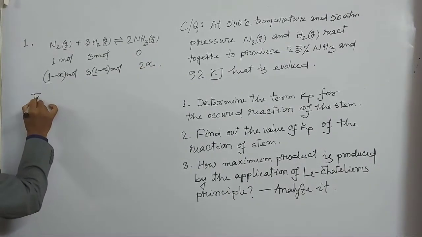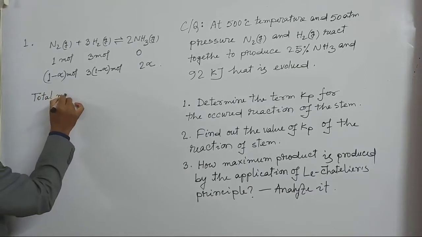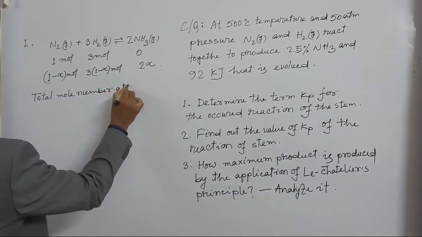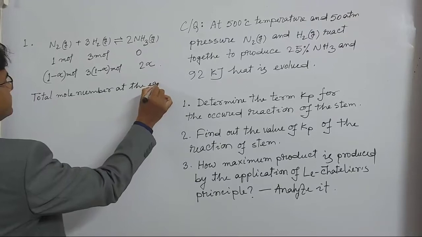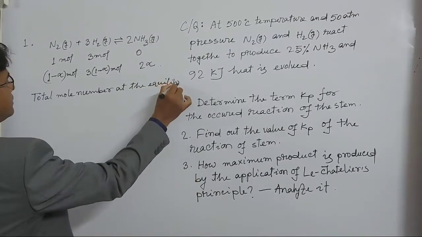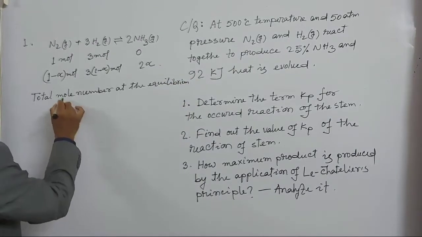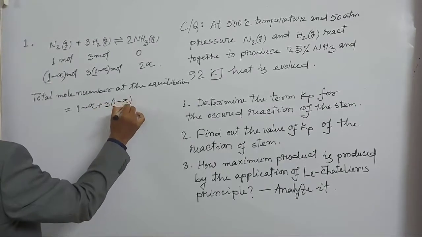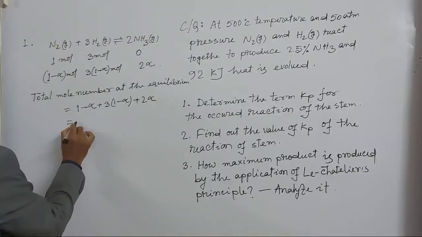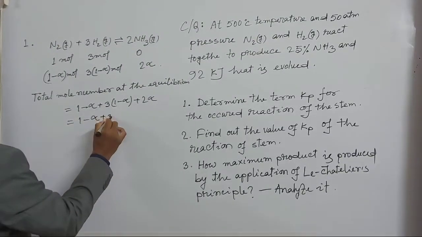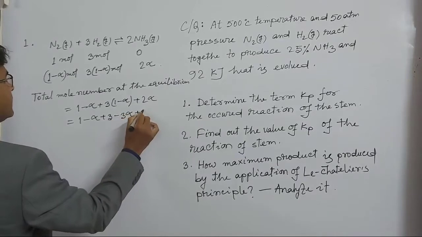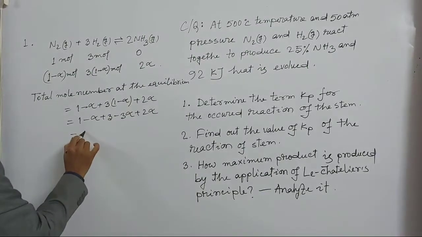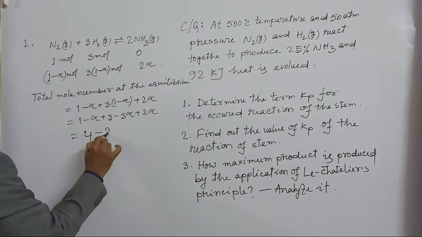So total mole number at the equilibrium is equal to 1 minus alpha plus 3 into 1 minus alpha plus 2 alpha, which is equal to 1 minus alpha plus 3 minus 3 alpha plus 2 alpha. So the result will be 4 minus 2 alpha.